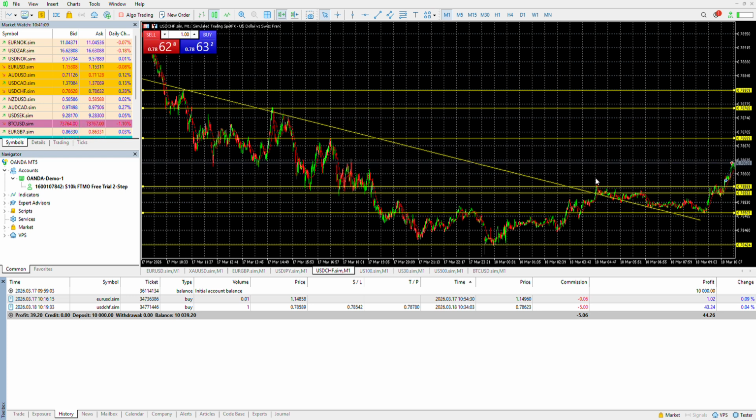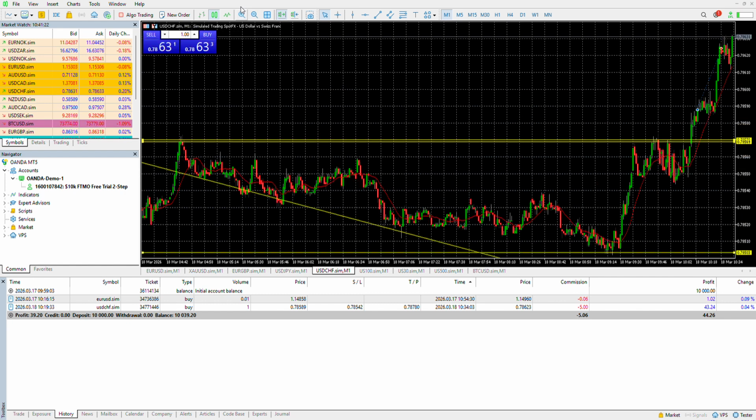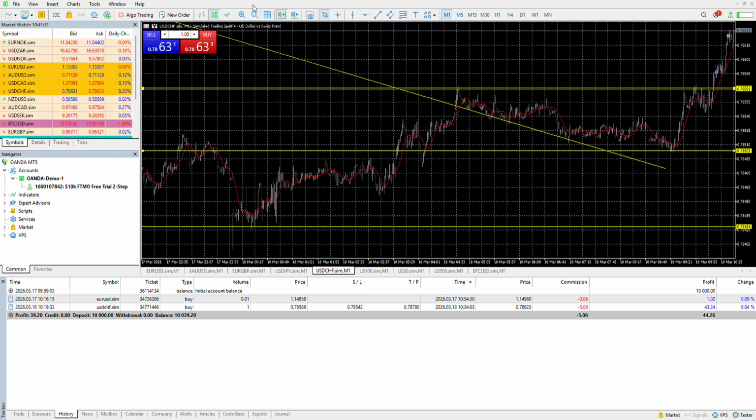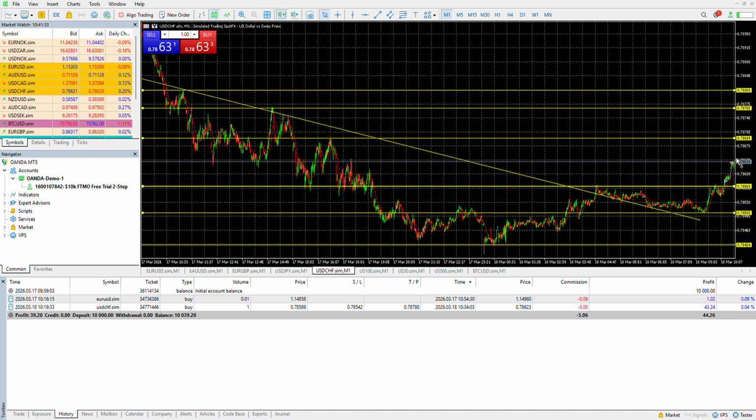and established a level right here. Okay, so I would consider that to be a resistance area right there. Okay, so I'd consider that a resistance area.